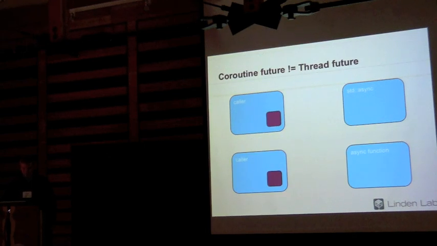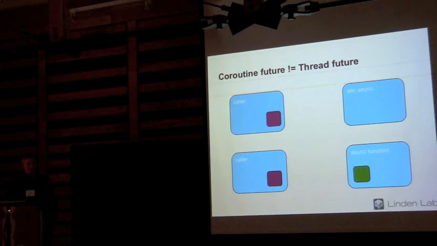From that, it makes a callback. It passes the callback to the async function. At some point, the caller attempts to retrieve the value from the object, which blocks if necessary. When the async function calls the callback with its result, the callback passes the result back to the future object and unblocks it.